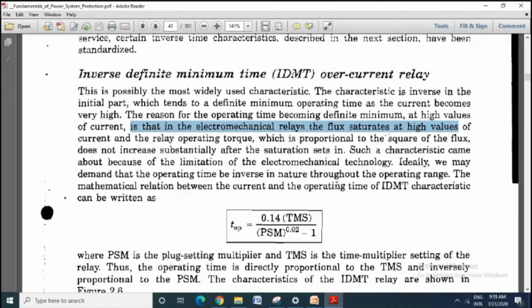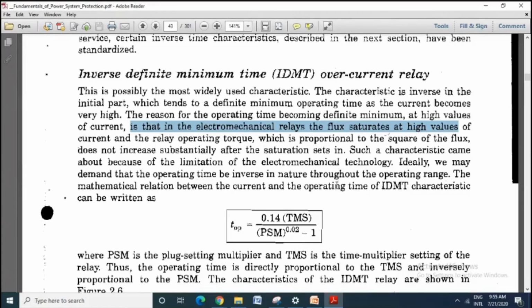connected in such a fashion that there is one electromagnet, and the amount of current flowing through that electromagnet gives the force for this disc to rotate. Right? And that is the same kind of construction we use for the IDMT release. Hence, we say that at higher values of the current, the magnetic flux, or let's say the magnetic circuit which we are using inside that instrument, gets saturated.